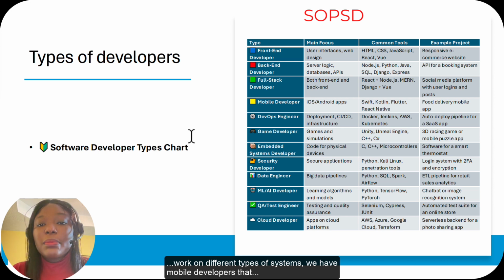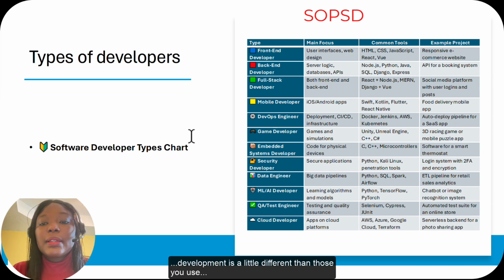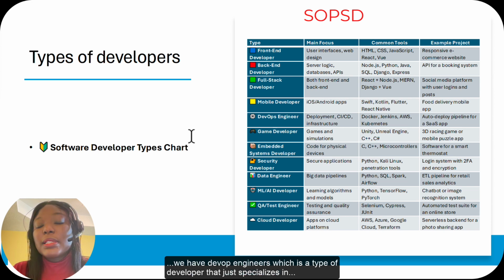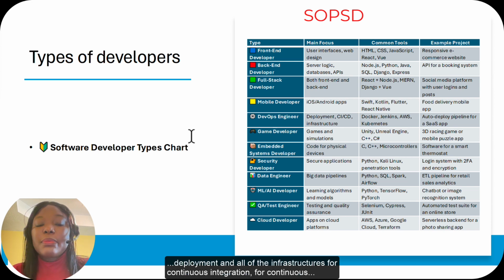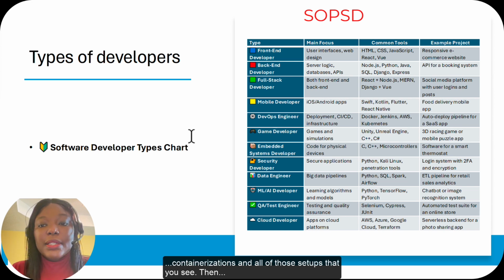We have mobile developers that basically work on mobile apps, and the tools for those developments are a little different than those you use for normal desktop or web apps. Then we have DevOps engineers, which is a type of developer that specializes in deployment and all of the infrastructure for continuous integration and continuous deployment. They also specialize in containerization and all of those setups that you see.